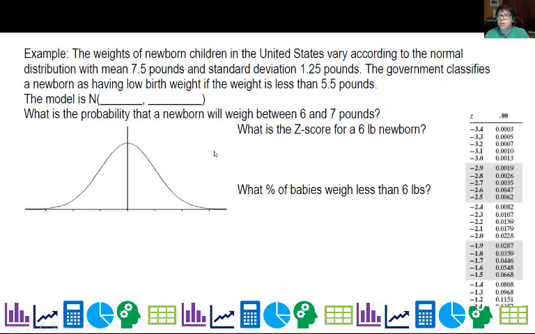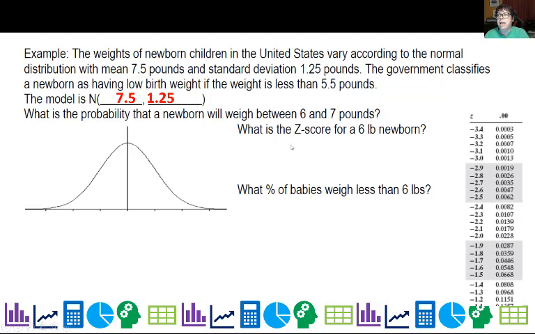One more example, we're going to look at the weights of newborn children in the U.S. The mean is 7.5 pounds. They're approximately normally distributed with a standard deviation of 1.25 pounds. So I'm going to write the normal model. We write it N with the mean, comma, standard deviation. All right, so what's the probability a newborn will weigh between 6 and 7 pounds?